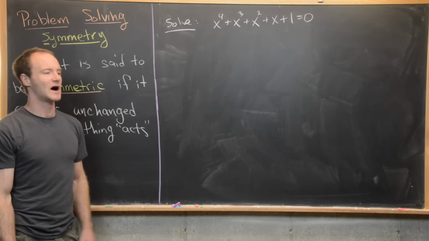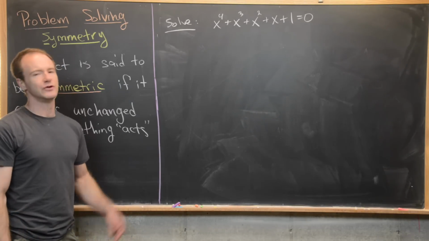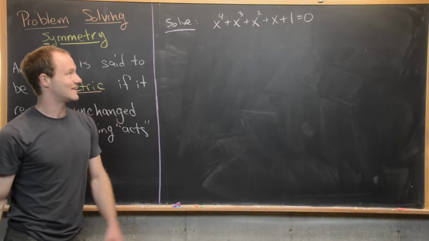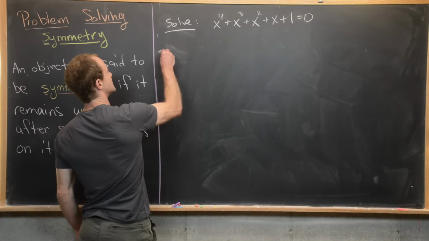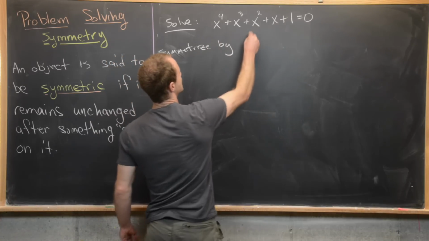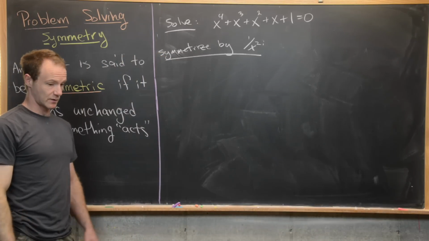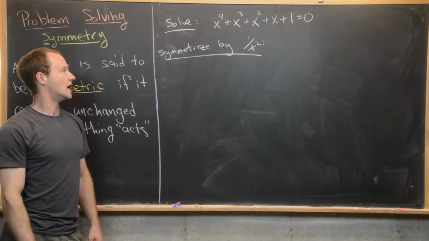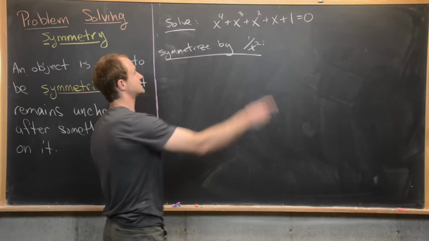Now this is completely possible using the notion of complex roots of unity, but we're going to do it a different way, just using symmetry. So the first thing that I want to do is maybe divide this by x squared in order to symmetrize this equation. So let's maybe write that down. So symmetrize by dividing by x squared. In other words, multiplying by 1 over x squared. Notice that x equals 0 is not a solution to this equation, so we're not deleting any solutions by doing this.